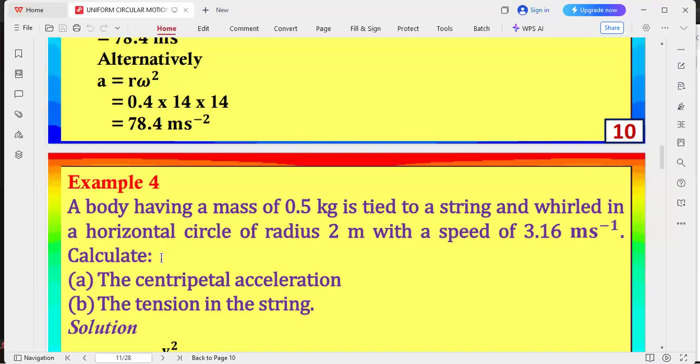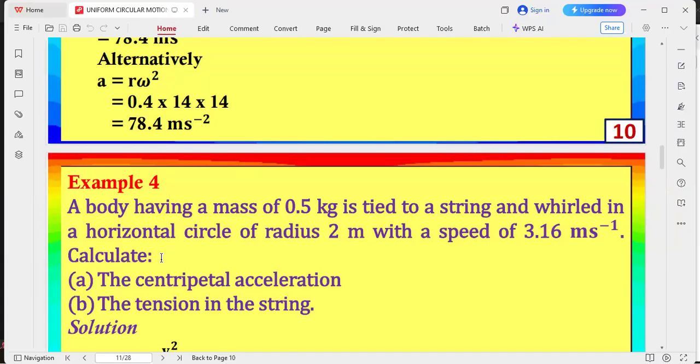For example, a vehicle that is negotiating a bend remains on that bend if the friction between the vehicle and the road is sufficient. Therefore, centripetal force is provided for by force of friction. If you take a stone and tie it using a piece of string, then you whirl it. Whirling means rotating it.